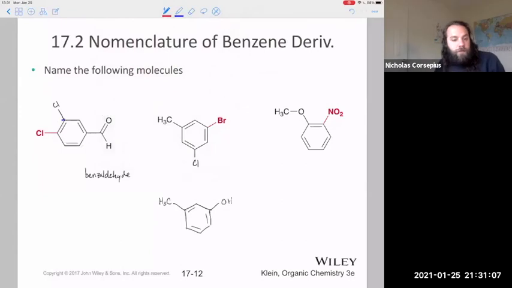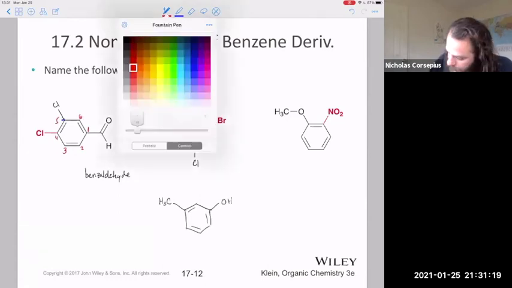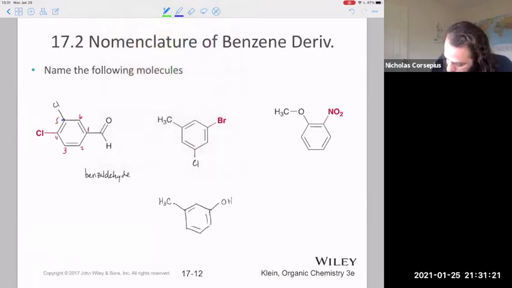The safest way to do it, if you can't see it right off the bat, is to try in the two directions. Remember that special group always gets 1. So if we go, let's do clockwise first, 3, 4, 5, 6. And the other way around would be 1, 2, 3, 4, 5, 6. So which numbering scheme is correct, the red or the green? All right, hopefully, remember, we're going to pick the numbering scheme that gives us the lowest numbers.